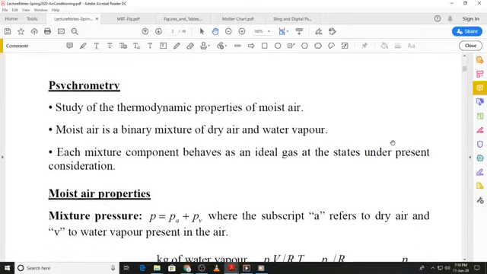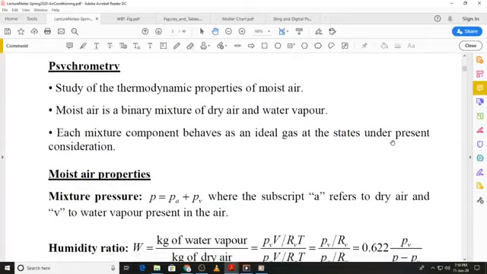And now we move on to the first topic, that is psychrometry. Psychrometry is the study of the thermodynamic properties of moist air. Moist air is simply air in which water vapor is present. And we can consider the moist air to be a binary mixture, dry air and water vapor. And for the typical conditions of air conditioning that we come across, each of these components can be considered to behave as an ideal gas.